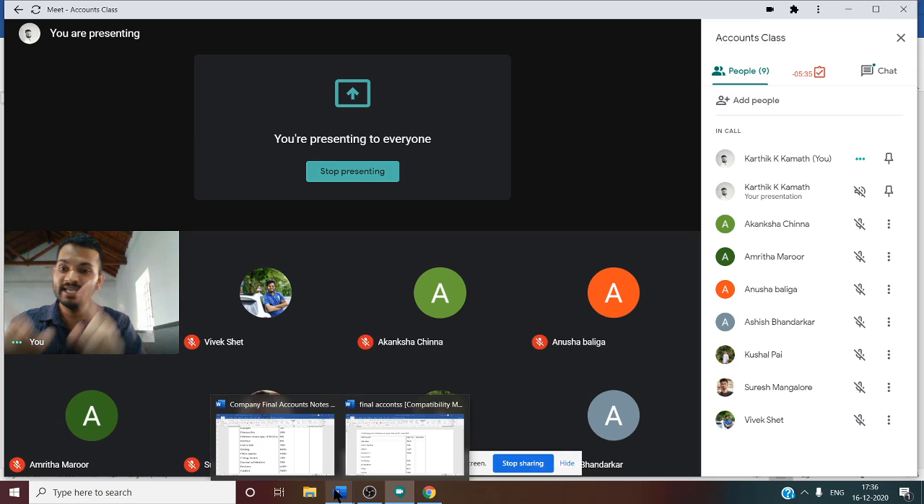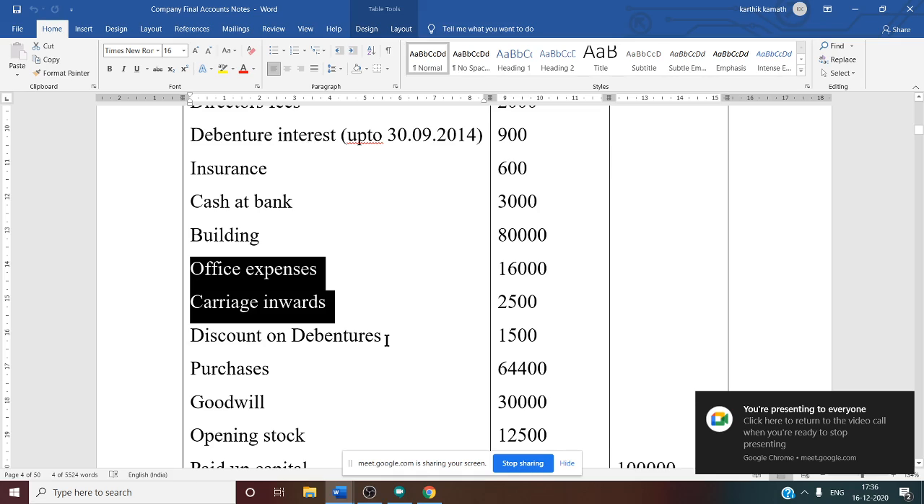Then what do you mean by carriage outwards? Carriage outwards means cost incurred by the company to transport the goods from its place to the place of the customer. So in that case it becomes carriage outwards. So carriage inward and carriage outward, those are two different things. So office expense, carriage inward, working note number 30. You have to show other expense.